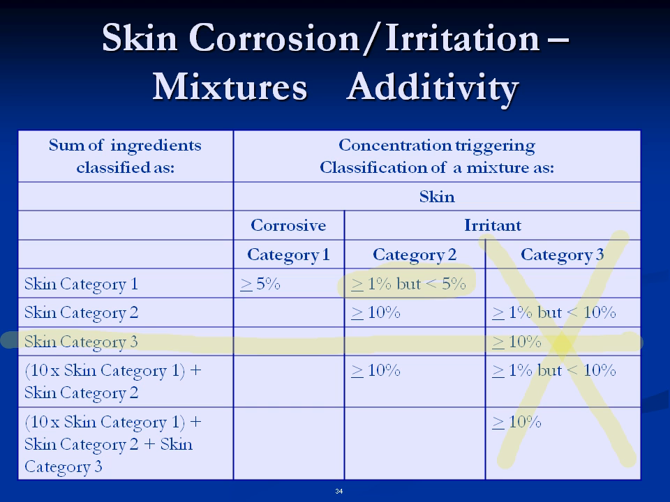And then, if it still isn't classified, then we go down to taking the total of our skin category 1, the corrosives, and multiply that times 10, and add that to the total of our skin category 2. And if that's 10% or more, then the product becomes a category 2 skin irritant. So it looks complicated. Once you get accustomed to doing it, it's really not that complex.